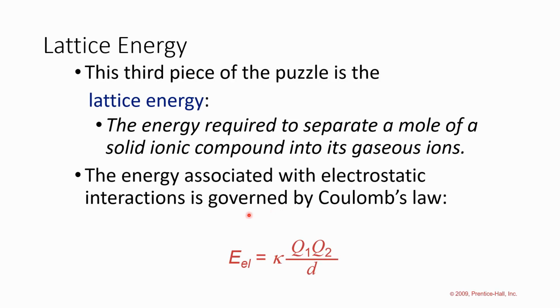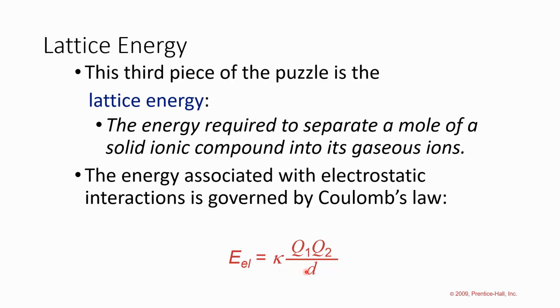Now, the energy associated with the electrostatic interaction is governed by Coulomb's law. This one. Two interacting charged particles. Now, in this equation, Q1 and Q2 are the charges on the particles, d is the distance between their centers, and k is a constant. It has a certain value, 8.99 times 10 to the 9 joule meter per coulomb squared.